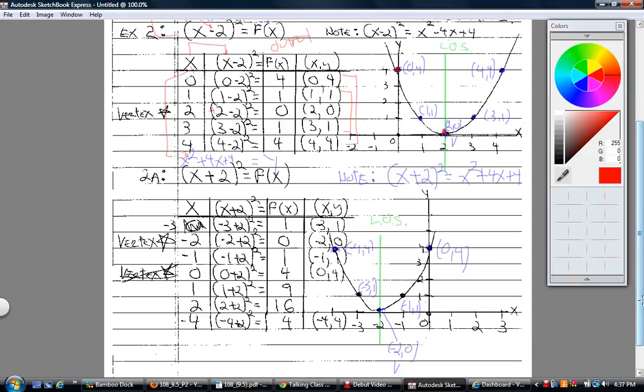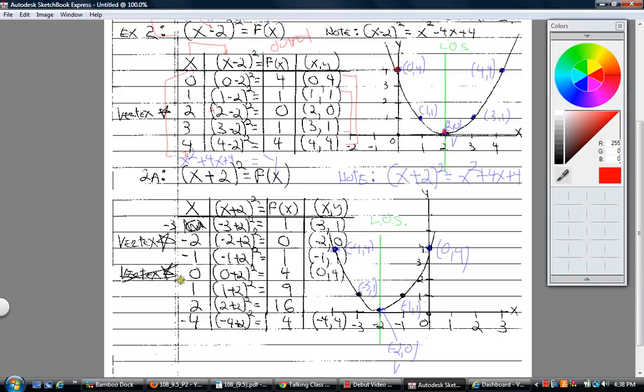Now I took example 2a. I took almost the exact same thing except it's a plus. Okay, if you took x plus 2 and multiplied by itself, you would end up with x squared plus 4x plus 4. Again, it's a perfect square trinomial. This is its factored form, a binomial squared. Okay, you've been there, you know all about that. Let's go to the expanded XY table.